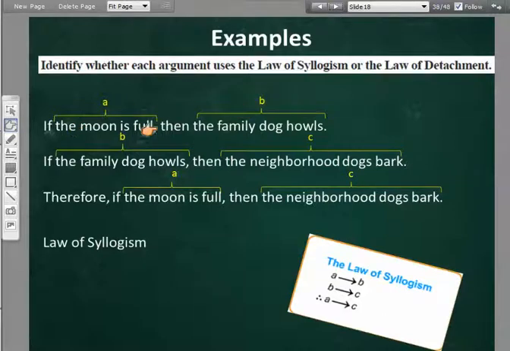So anyway, you see how I broke it down with all the A's and B's and C's? Well, then it is easy for me to match up with the law of syllogism. See how that works? And by the way, there is the answer, law of syllogism.